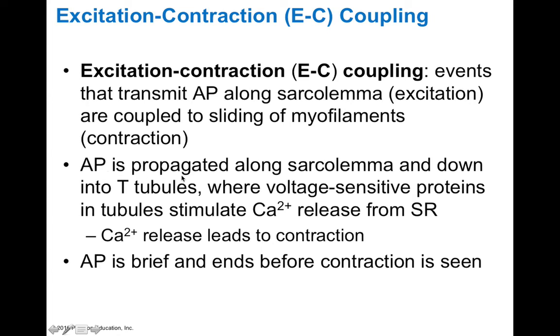Now, the action potentials propagate or spread along the sarcolemma down the T-tubules, where voltage-sensitive proteins in the tubules stimulate calcium release from the sarcoplasmic reticulum. That calcium eventually leads to a contraction because it can bind with troponin, move tropomyosin out of the way, and allow for the myosin heads to bind to the actin active binding sites.